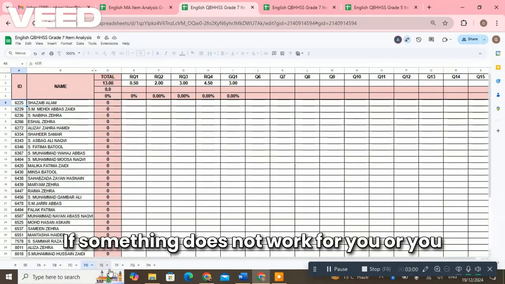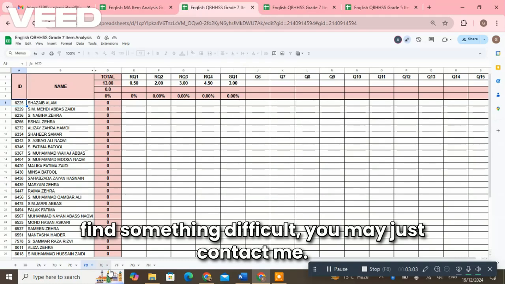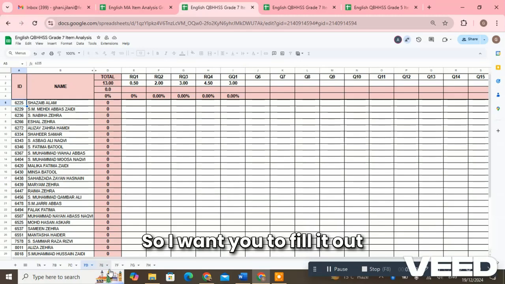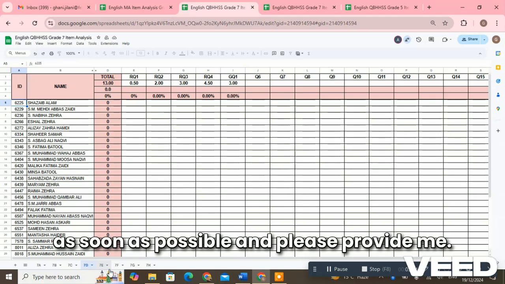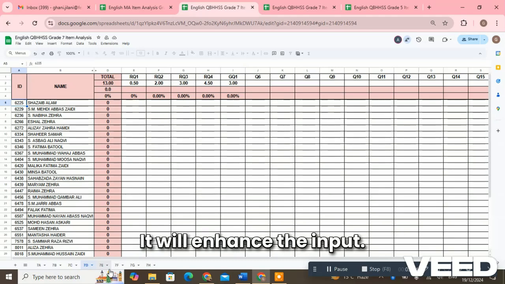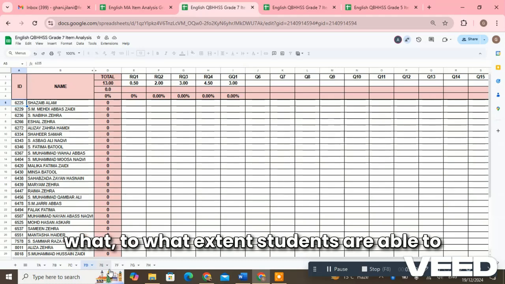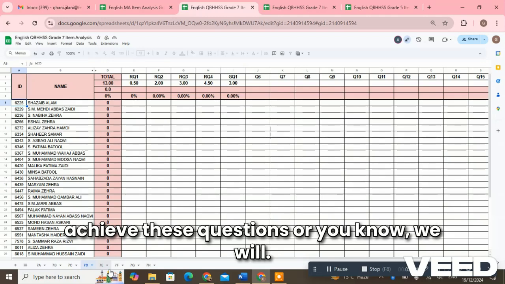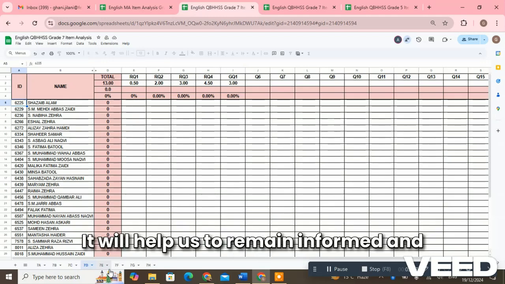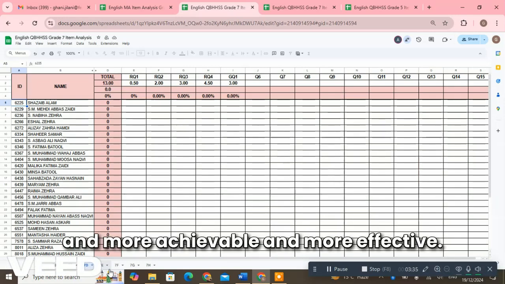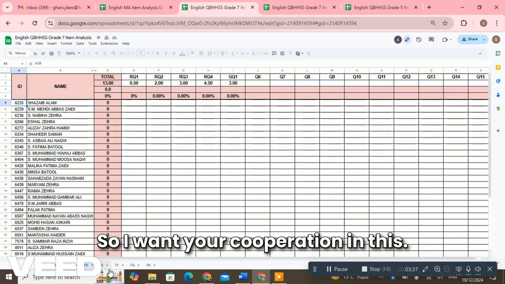If something does not work for you or you find something difficult, you may just contact me. I will try to help you out from here. So I want you to fill it out as soon as possible, and please provide it to me. It will enhance the input, because we want to observe to what extent students are able to achieve these questions. It will help us remain informed and make the input more concrete, more achievable, and more effective. So I want your cooperation in this.